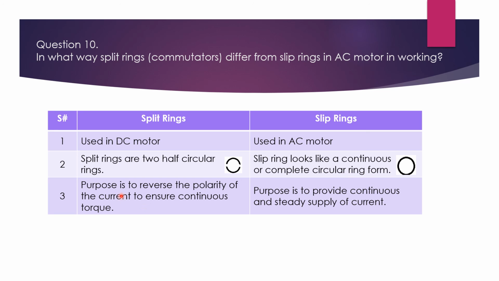The purpose of the split ring is to reverse the polarity of the current to ensure continuous torque, whereas the purpose of the slip ring is to provide a continuous and steady supply of the current. Now that is all the questions from the conceptual question point of view.